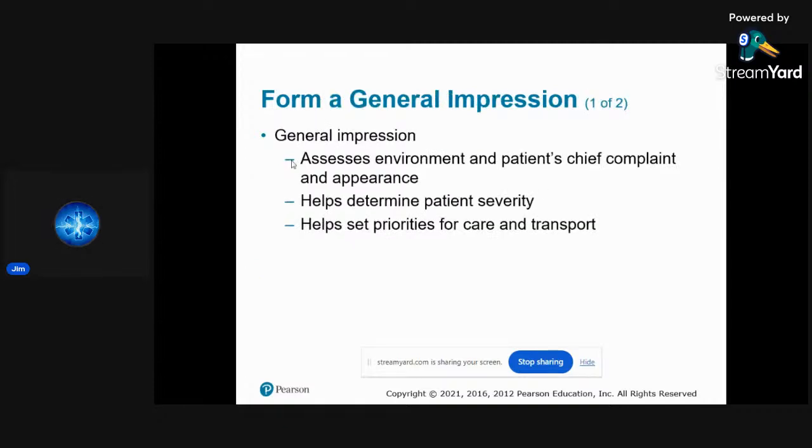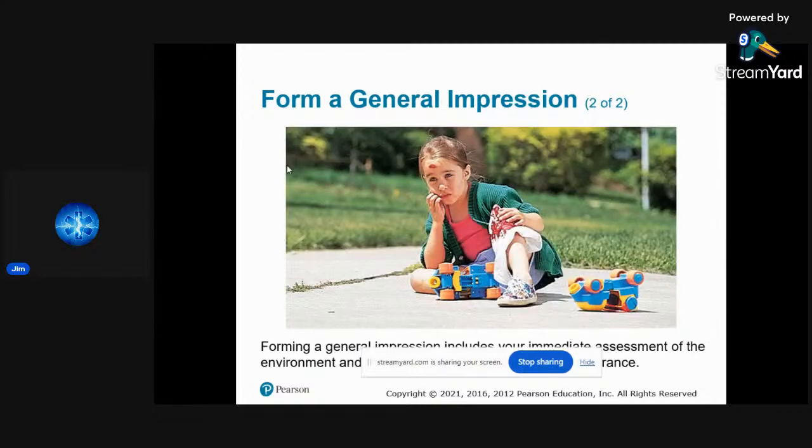First, the general impression. This is assessing the environment and the patient's chief complaint and their appearance. This is what we call the across the room appearance. What does your patient look like when you walk in? This will also help determine the patient's severity, right? So if someone's unresponsive or unconscious, we're going to step it up a little bit. But if they're sitting there and they look at us when we walk in and they're pink, warm, and dry, maybe we have time, right? It helps set the priority for care and transport, what I just talked about.